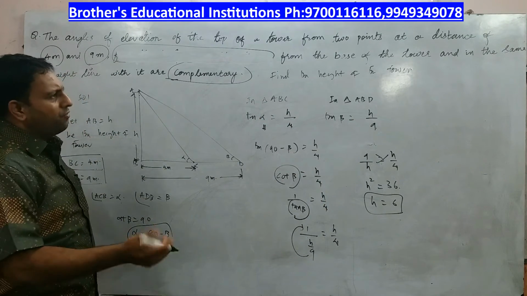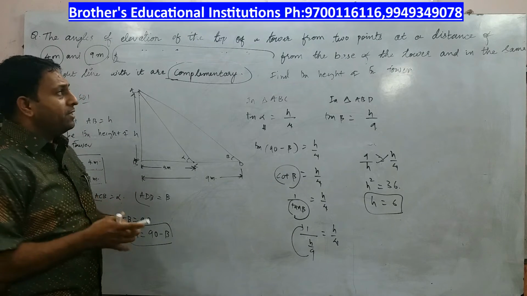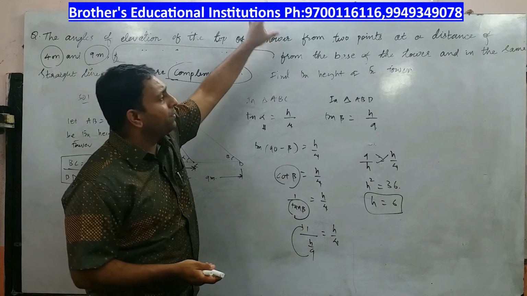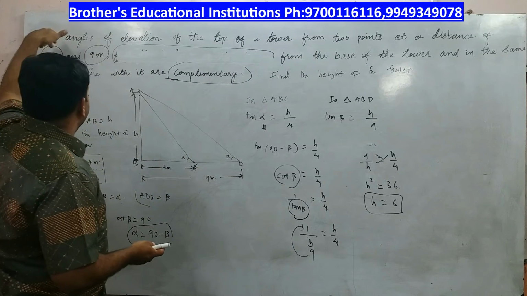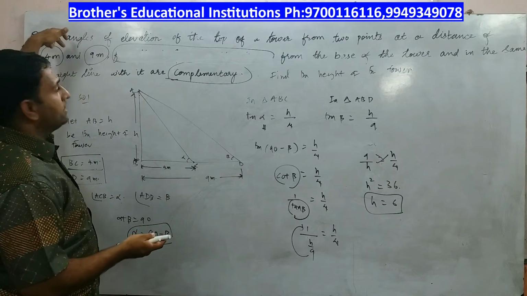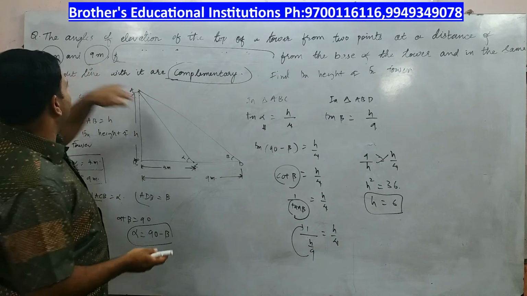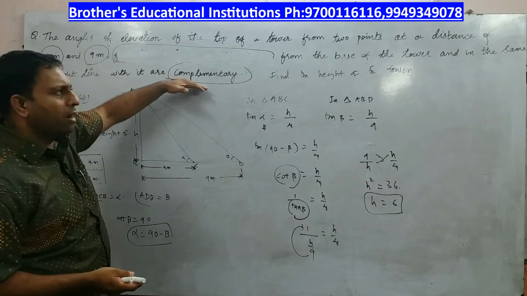So I am sure you have understood the question. You may copy the question again. I am dictating it. The angles of elevation of top of a tower from 2 points at a distance of 4 meters and 9 meters from the base of the tower and in the same straight line with it are complementary.